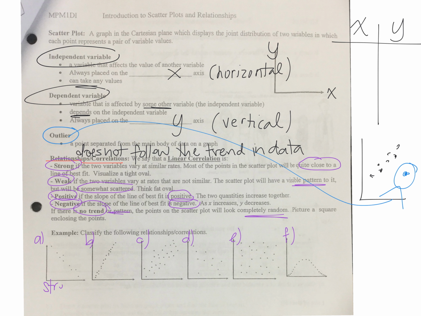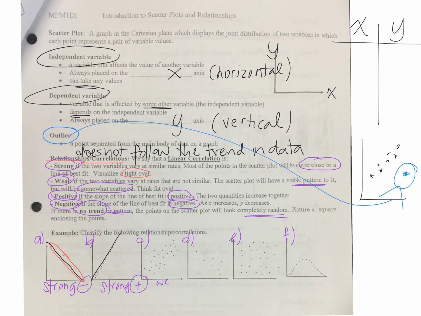Strong negative. Who else got strong negative? And like they said, strong is if it's a tight oval. So I can draw like an oval around this, and it's very tight. That's what they mean by that, tight oval. And if you were to draw a line of best fit, for the strong one, it's tight. Okay? What about B? What did we get for B? Strong, positive, correct. The points are increasing, and they're very close together, so it's strong. What would you say C is?